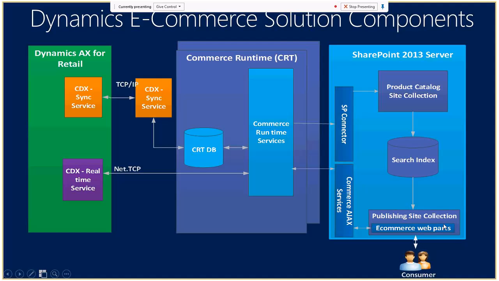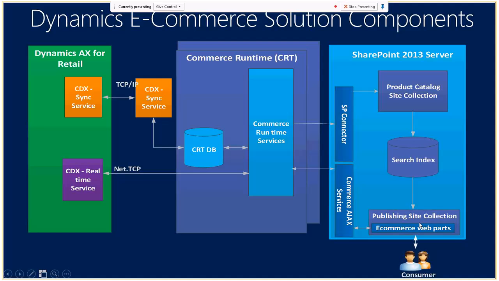Besides the e-commerce web parts that retrieve data for gallery pages and the product detail pages and the like, we also have certain web parts that interact with the runtime services. For example, the shopping cart. The shopping cart web part now goes through a commerce AJAX service and interacts with the runtime services. So we have two types of web parts in the online store: one that interacts with the search index and another that interacts with the commerce runtime services through the AJAX service.